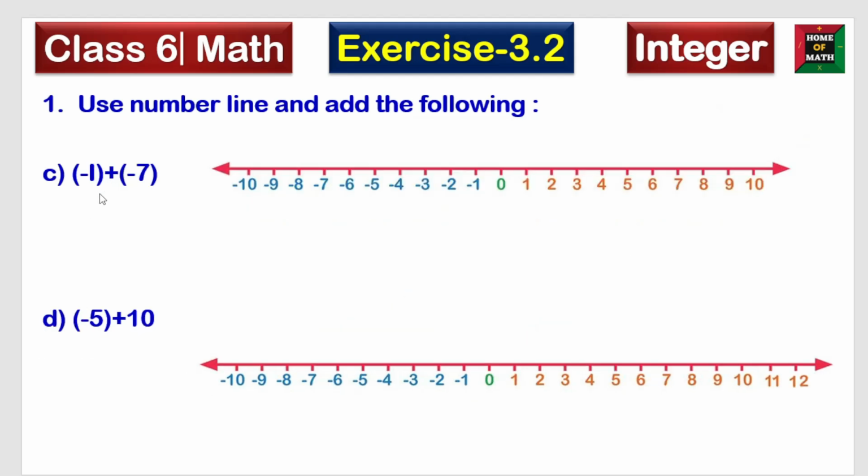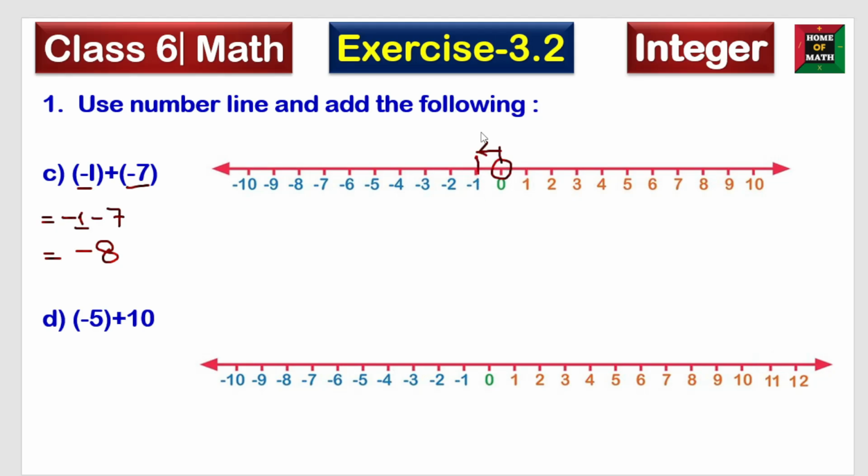Okay, here is minus 1, then we will add minus 7. So look, minus 1 and here is a plus and minus, a minus and 7. So it means minus 1 minus 7, it should be minus 8. Therefore this is 0 and here is minus 1.